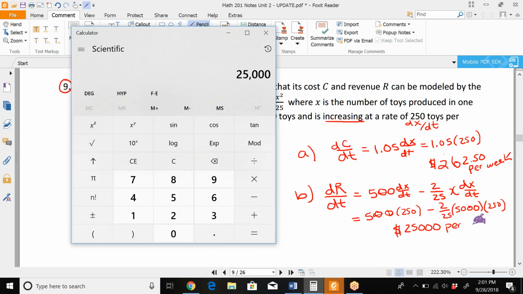So they've got low cost and they've got high revenue, which is always good for any business.